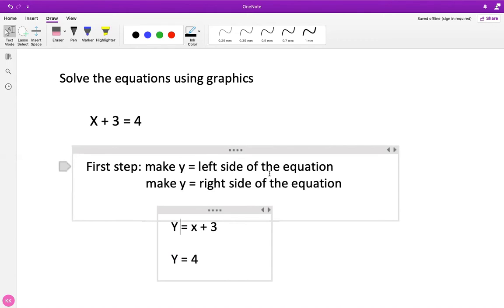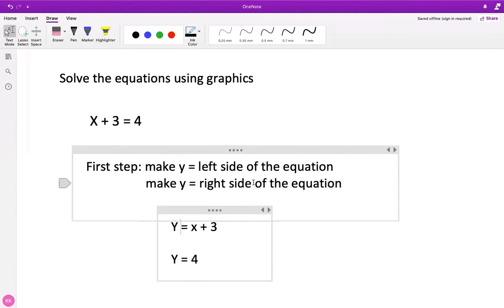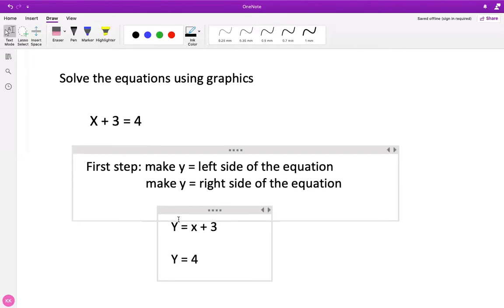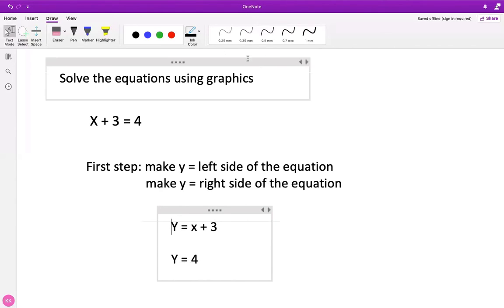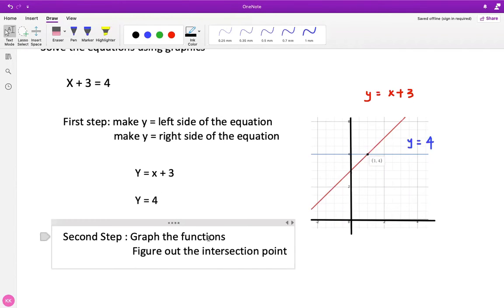So what is the left side of this equation? The left side equals x plus 3. What about the right side of the equation? The right side equals 4. So my functions are y equals x plus 3 and y equals 4. Secondly, I'm going to graph these functions on a single graph paper.